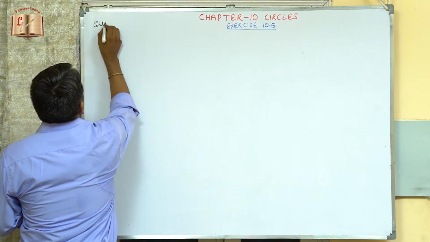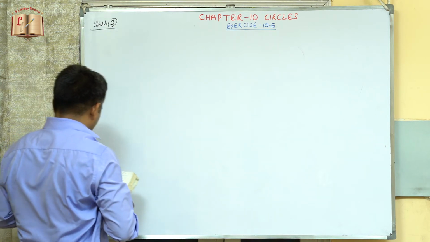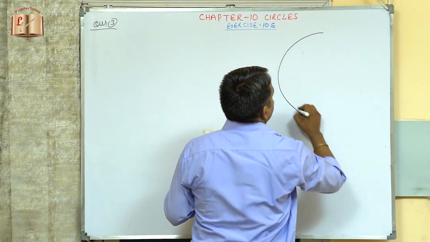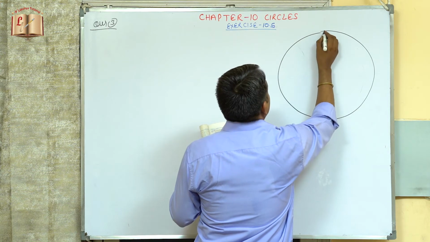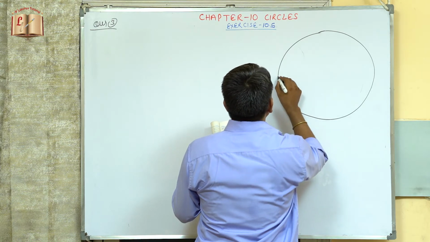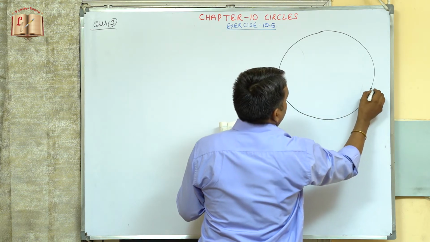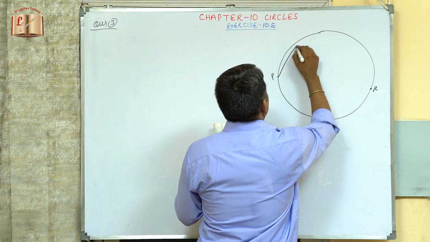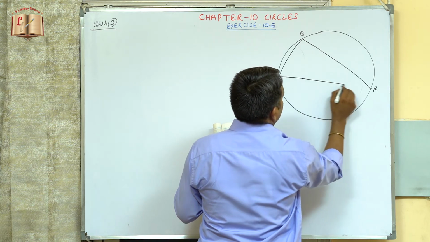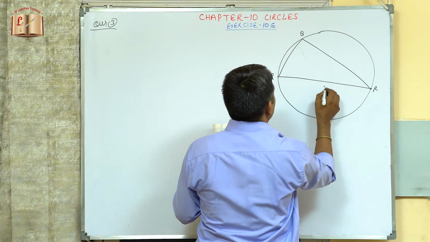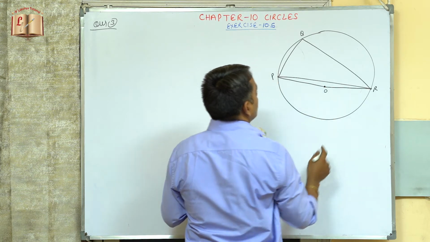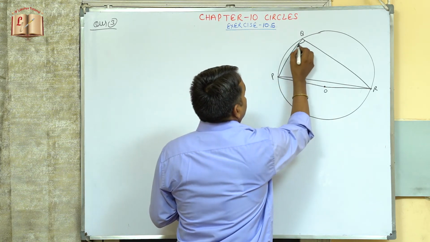Now coming to question number 3. In figure 10.37, the figure is given to us. This point is P and here it is R. This is joined to point Q, this to R, and these two points are joined, and here it is point O, and this side is joined to point O, and this is 100 degrees, already given to us.